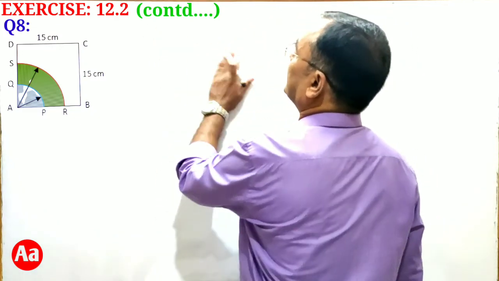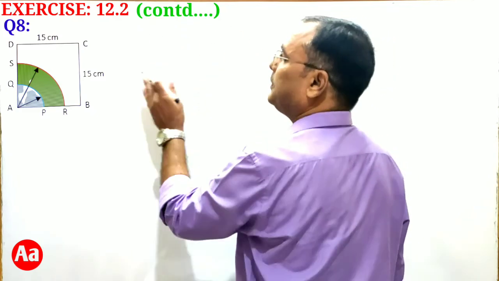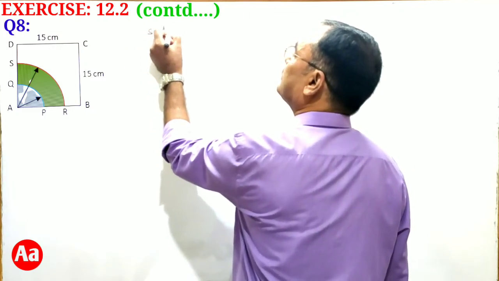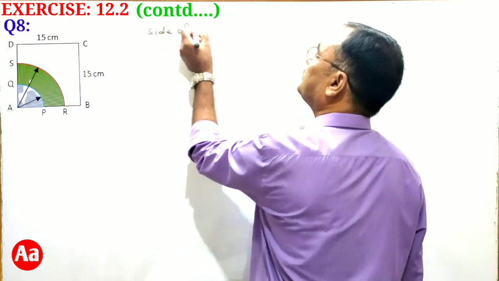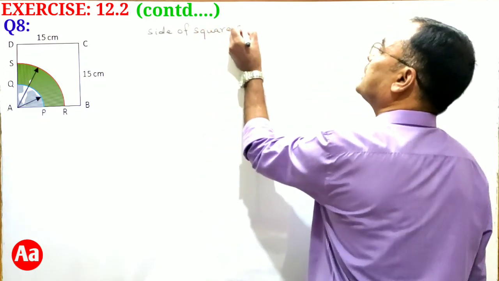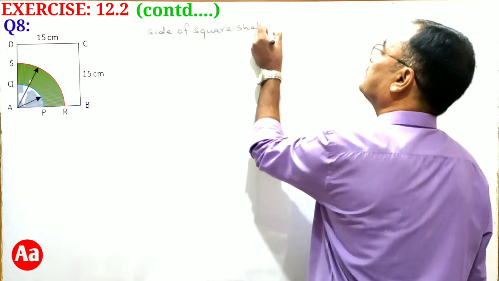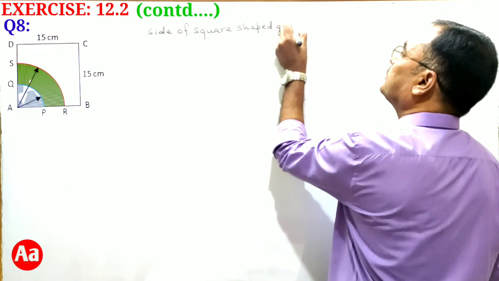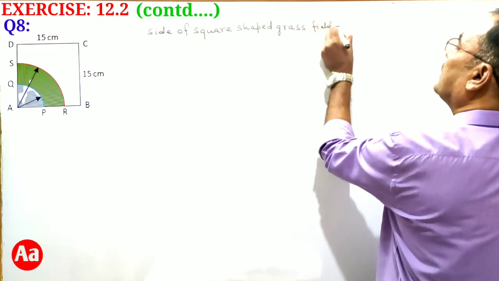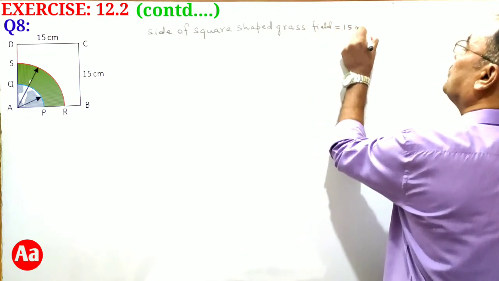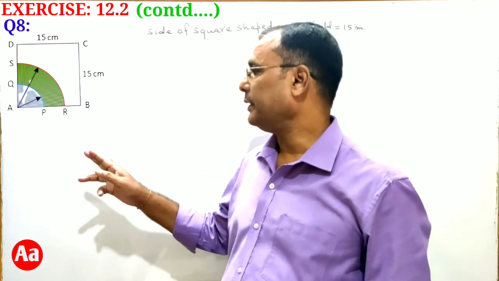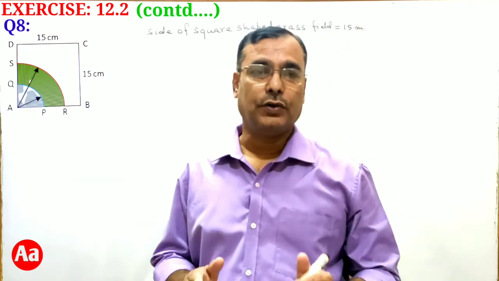So side of the square shaped grass field is given 15 meter, and the horse will graze in the area APQ, which is a quadrant of a circle.